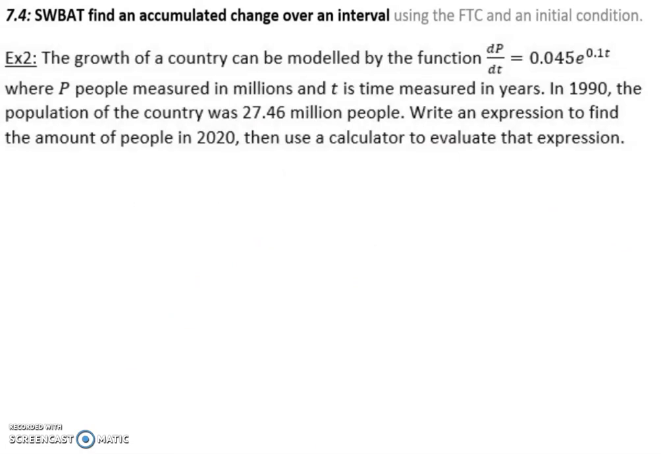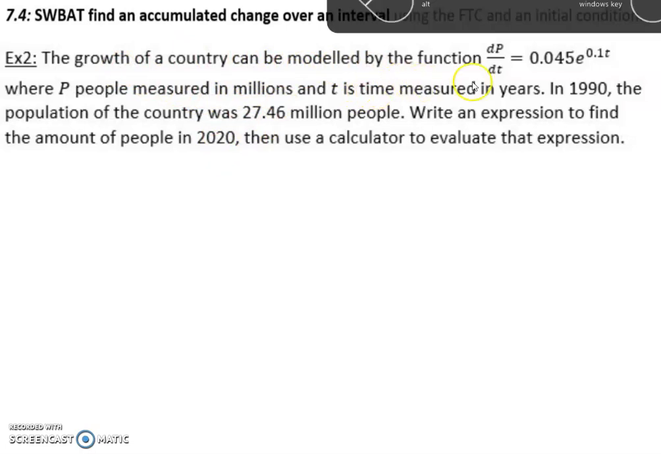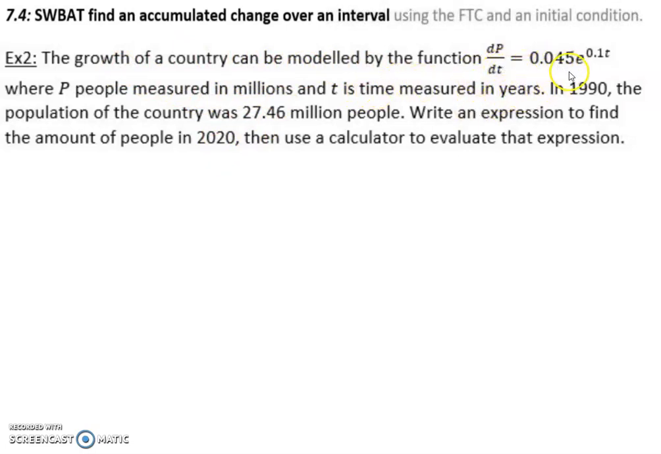Our next problem. This is super common on the AP test. The growth of a country can be modeled by this function. dP over dt is equal to 0.045 e to the 0.1 t. P is people measured in millions, t is time measured in years. Now they start to give us the initial condition. They said in 1990, the population of the country was 27.46. So I'm going to circle all this. The 1990 clearly is where it starts. So we've got an initial condition.